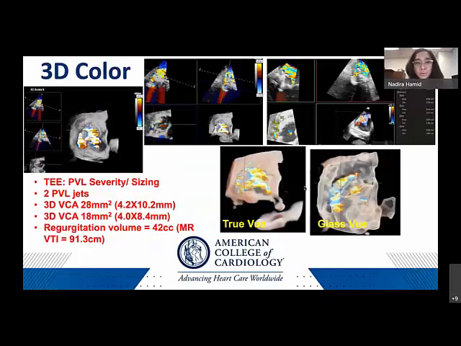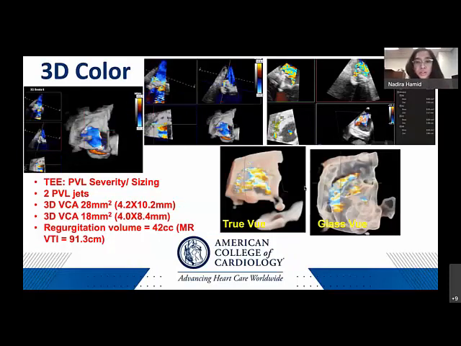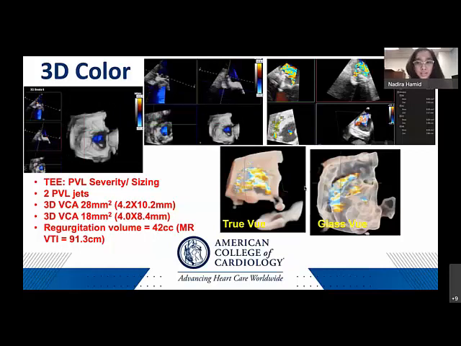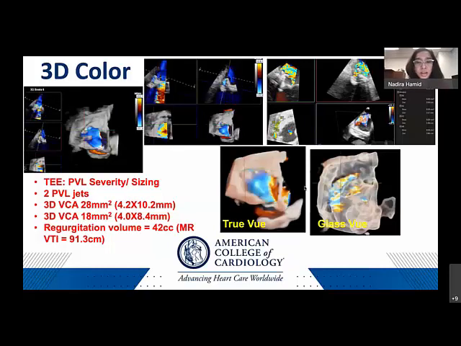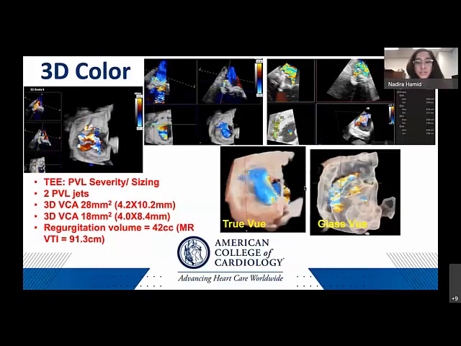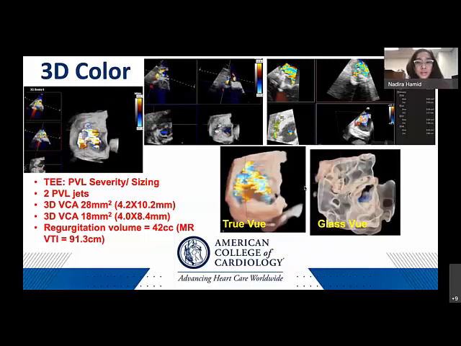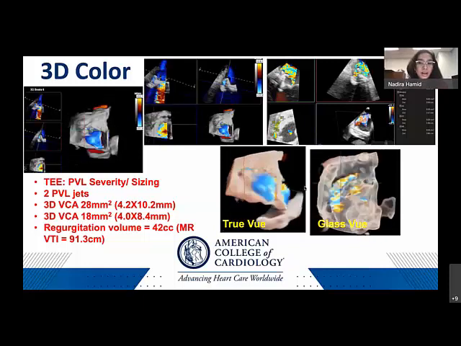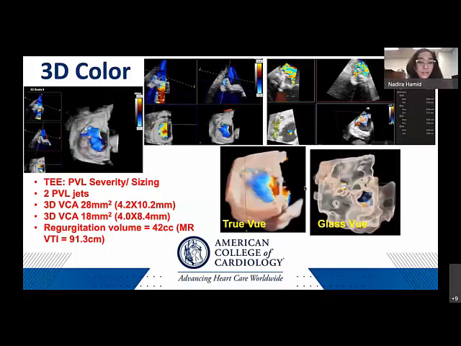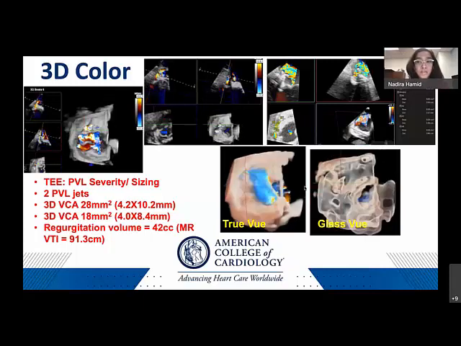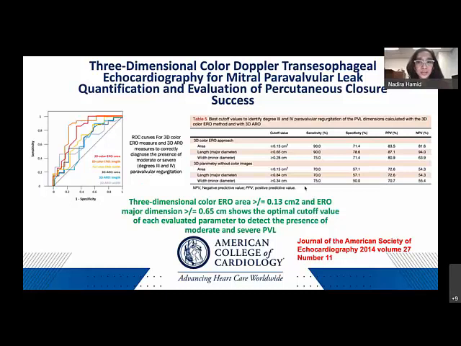3D color is really important in terms of paravalvular leak sizing and also severity. Here you can see there are 2 paravalvular leaks separated by the suture. We measure the 3D vena contracta area, and using advanced imaging such as your true view and your glass view, you can appreciate the eccentricity of the paravalvular leak regurgitation, and certainly this is a severe paravalvular leak. Studies have shown that 3D color Doppler is superior in terms of assessing, and more so in your moderate or severe paravalvular leak.